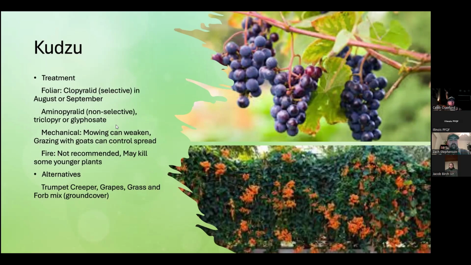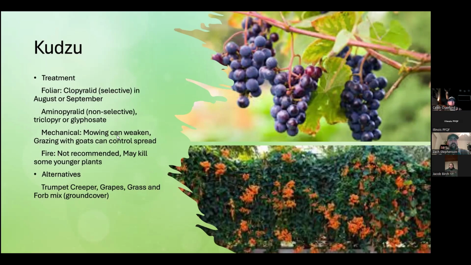Mechanical methods such as mowing can weaken kudzu, but in the southeast, one of the really popular things to do is people own herds of goats and they'll rent them out to graze the kudzu. That's actually been a really effective method to cut down on the bulk of kudzu and then hit it with that foliar spray. Fire is not recommended at all with this plant. It can kill some of the younger kudzu, but kudzu tends to come back stronger after fire, so not recommended.